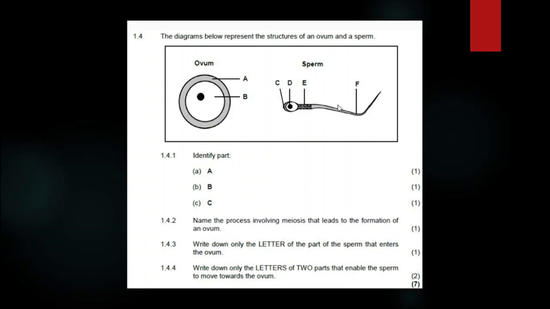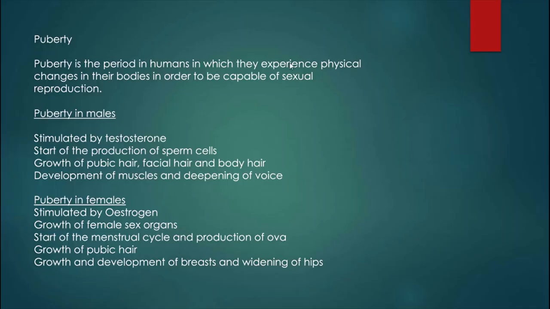Now let's look at puberty. Puberty is the period in humans in which they experience physical changes in their bodies in order to be capable of sexual reproduction. Puberty in males, stimulated by testosterone, involves the start of the production of sperm cells, growth of pubic hair, facial hair, and body hair, development of muscles and deepening of the voice. In females, stimulated by estrogen, there is growth of female sex organs, the start of the menstrual cycle and production of ova, growth of pubic hair, growth and development of breasts, and widening of hips.